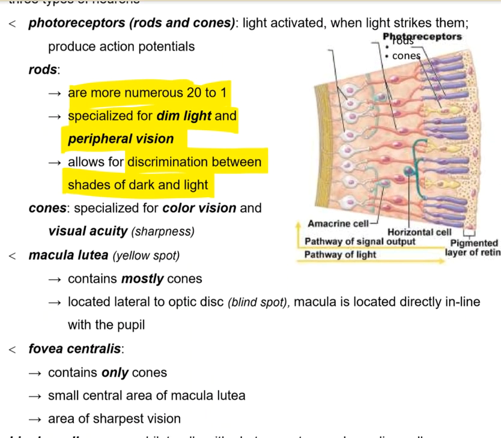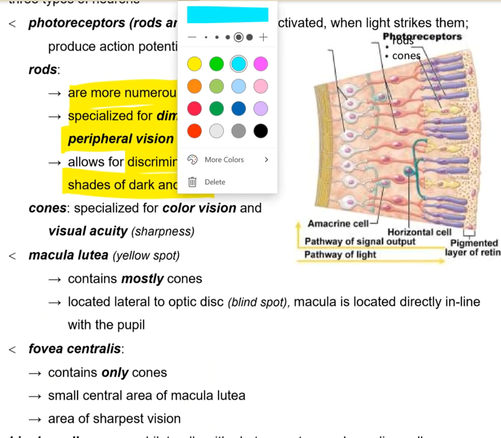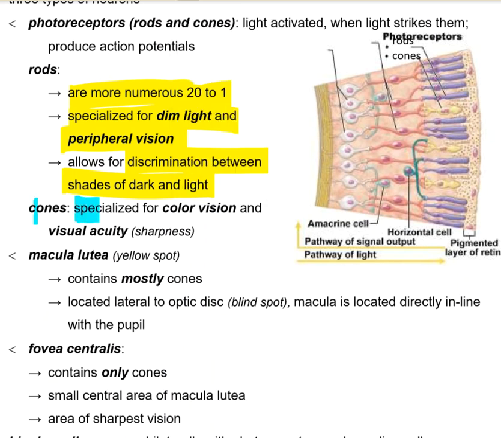Our cones are specialized for color vision and acuity or sharpness. And so we see these in the center of our vision more, and there we go. And we'll talk more about those later.